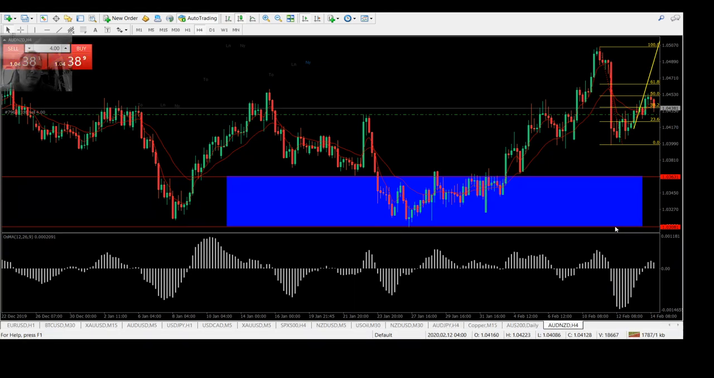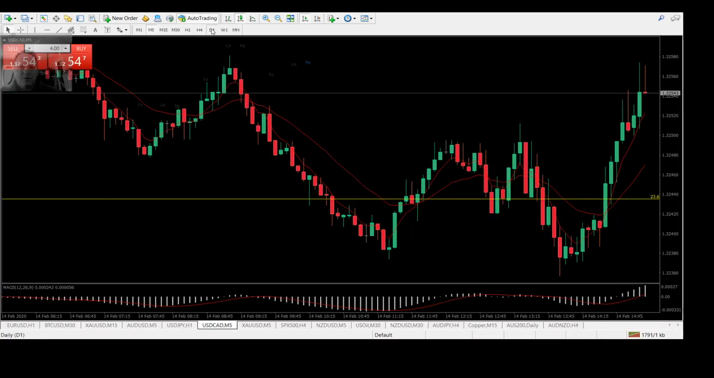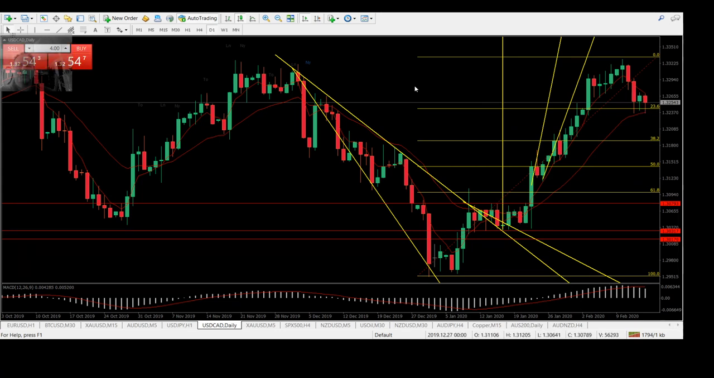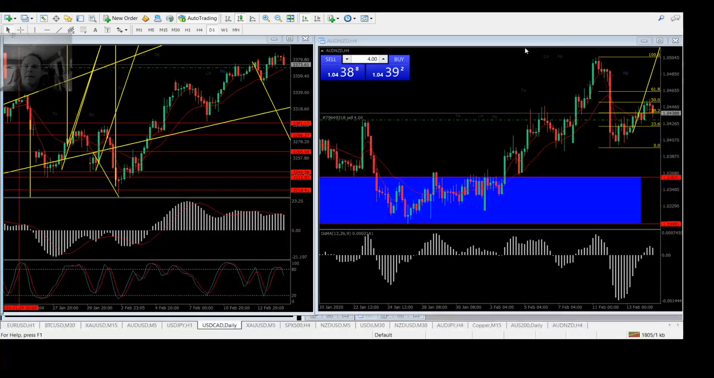Everybody has their own different methodologies of trading. You can see over here getting a slight rebound off of that 20 period on the daily on the dollar CAD. So there's a lot of good technical setups here happening, and it's definitely a Friday. Definitely a slow Friday.